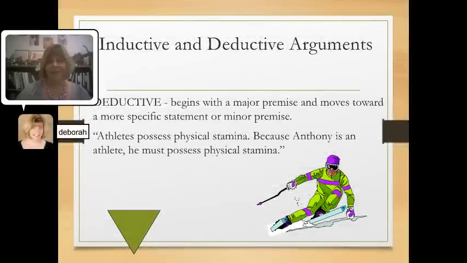Now, deductive reasoning is kind of the opposite. It moves from the whole into the individual parts. So deductive is going to begin with the major premise and then try to figure out the more specific statements that go with it. So it might say something like, athletes possess physical stamina. Because Anthony is an athlete, he must possess physical stamina. So you're moving from the generalization and then trying to apply it to each individual case. And that would be known as a deductive example of reasoning.